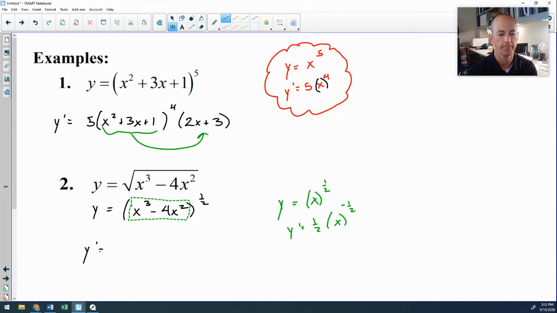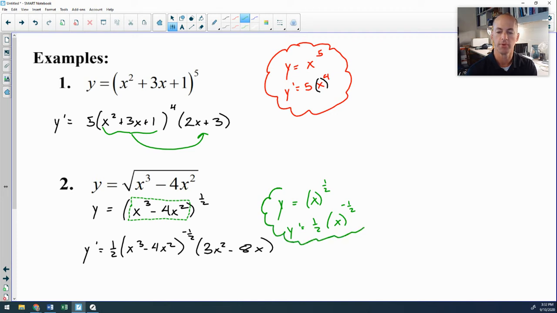So for my derivative, I'll bring down my 1/2. And I will leave the x cubed minus 4x squared alone. Then I'll subtract 1 from 1/2. So I just finished the outside piece. I just did the derivative of the square root function. That is completed. Now I look inside and I finish the derivative by multiplying by the derivative of the interior piece. So that'll be 3x squared minus 8x, and we are done. You don't have to do anything else with that unless there is a bigger question attached to this. But right now we are just making sure we can march our way through the derivative.